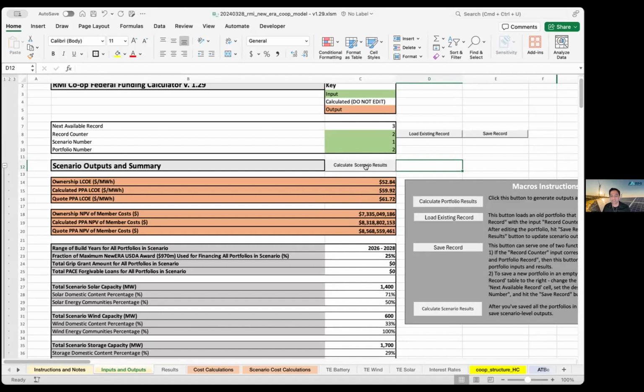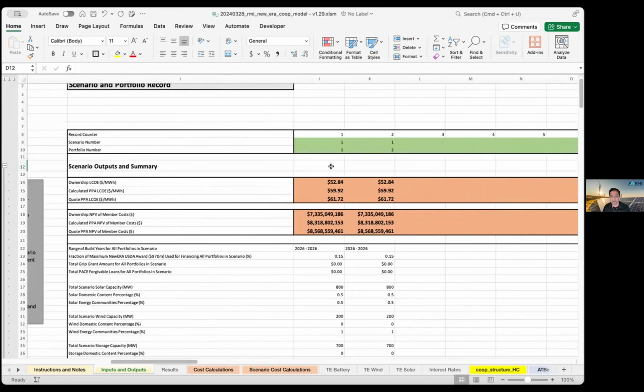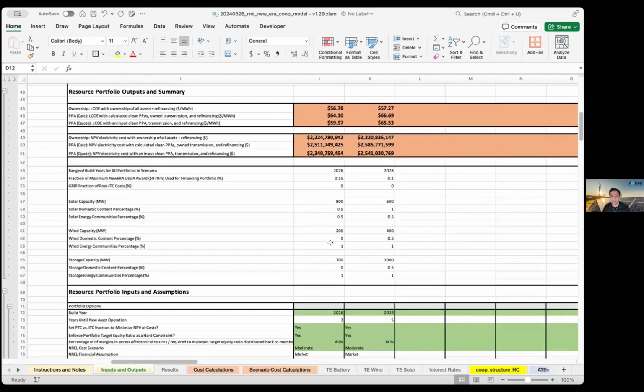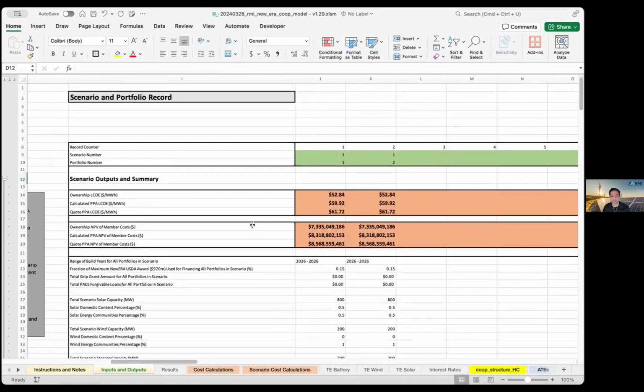And so what I need to do next is, now that I've got both records saved, I can go over here and the two records are here. They seem to have the appropriate summary. I've got a mix of solar and wind, and I've got a bit more storage in 2028, a little bit less New Era. So that's all looking like what I thought.